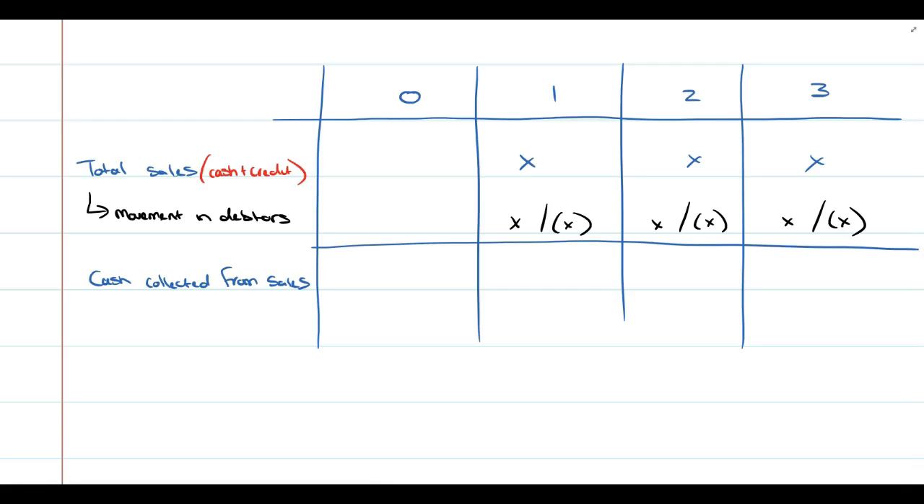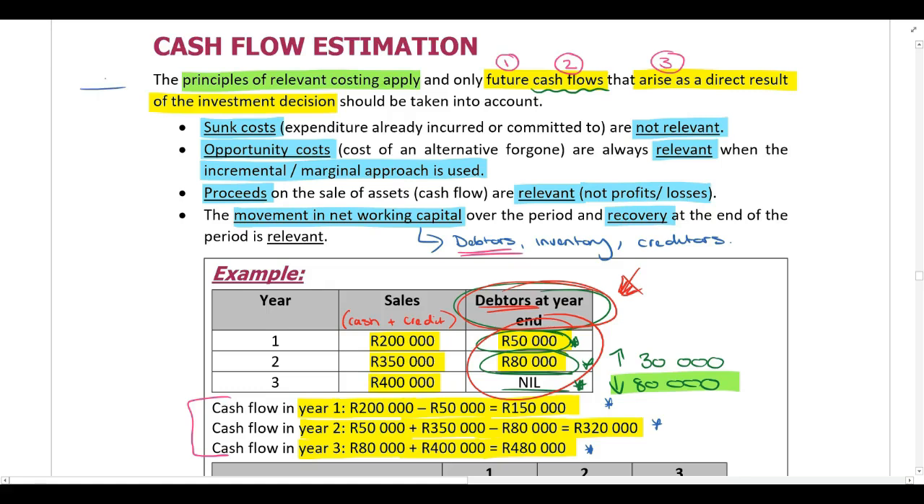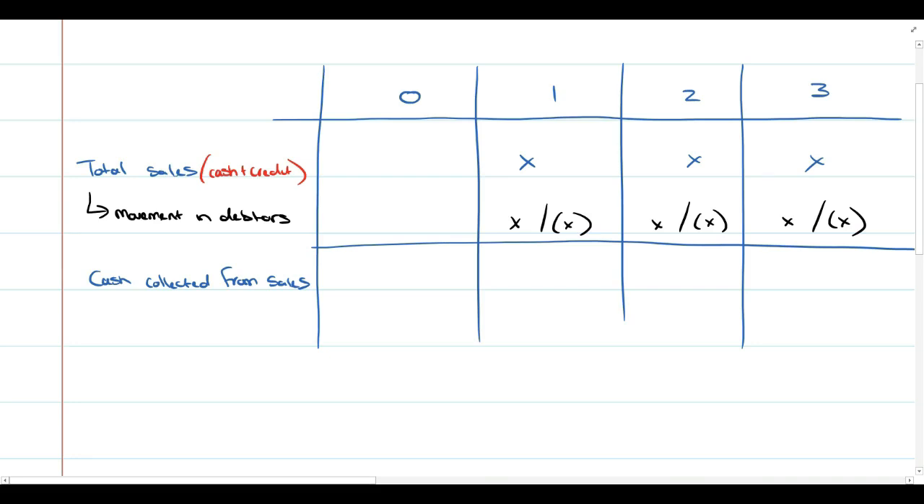And why do we want this? Go back to our definition. The principles of relevant costing apply, meaning that I only include future cash flows in my calculation. So I don't want credit sales in my calculation. I want the cash that I actually collect from those debtors. We only include cash flows in our calculation. So by taking the movement in debtors into account, I'm now sitting with the cash that I've collected from our sales, and I've eliminated any portion of credit sales where I haven't yet collected that money.